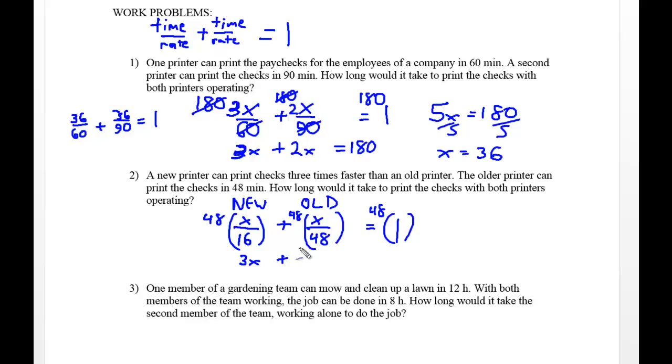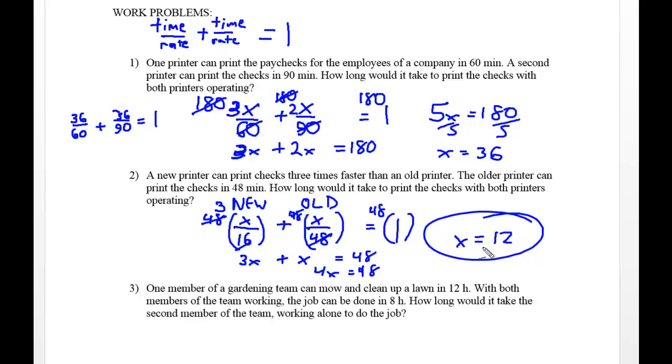We have 3x plus, and I say 3x because this would divide out and make 3, so 3 times x. This divides to make 1, so this is 1x, and 48 times 1 is 48. So now we have 4x equals 48. We divide both sides by 4. x is equal to 12. So we have our answer of 12 minutes for the printing of these checks, which makes sense because the one printer working alone would take 16. The old printer chugging along would cut 4 minutes off of our time.